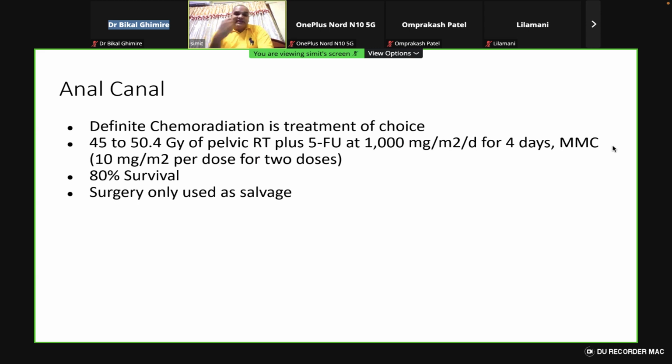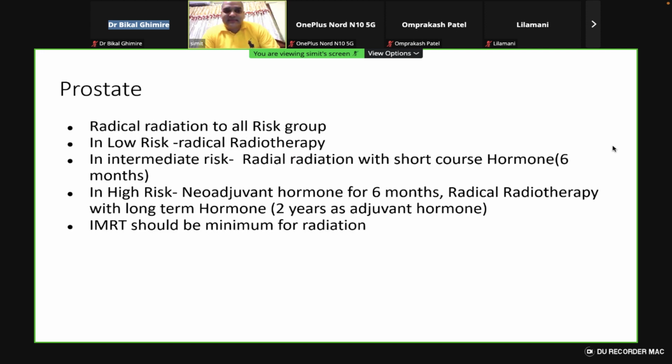Anal canal is one site where definitive chemoradiation is the treatment of choice. Here, surgery is only done when there is residual disease post chemoradiation. So 45 to 50.4 Gy to the pelvis plus 5-FU and mitomycin based chemotherapy is given with excellent survival of 80%. Surgery is only used as salvage in these patients.